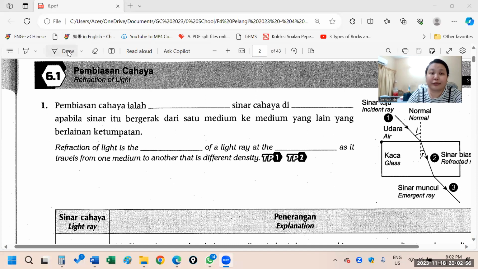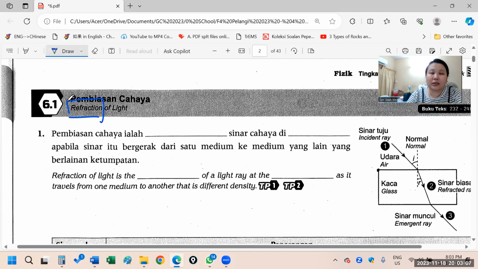We look at refractions of light first. Actually, what is refract? What is the meaning of refract? Anyone can tell? Yes, thank you, Bethany. Bending. Bending 就是折刀的意思。Bend.